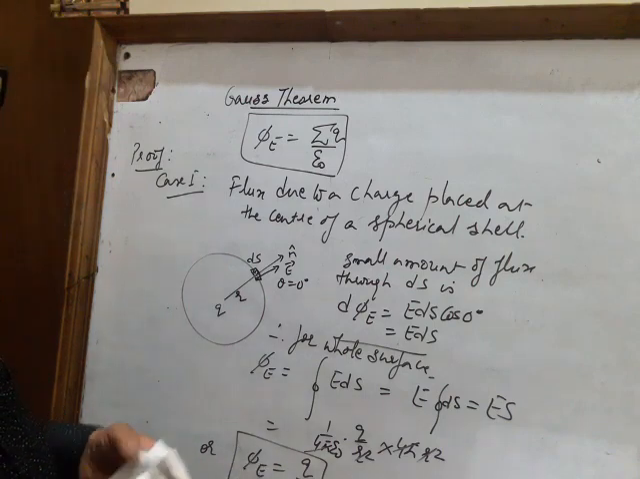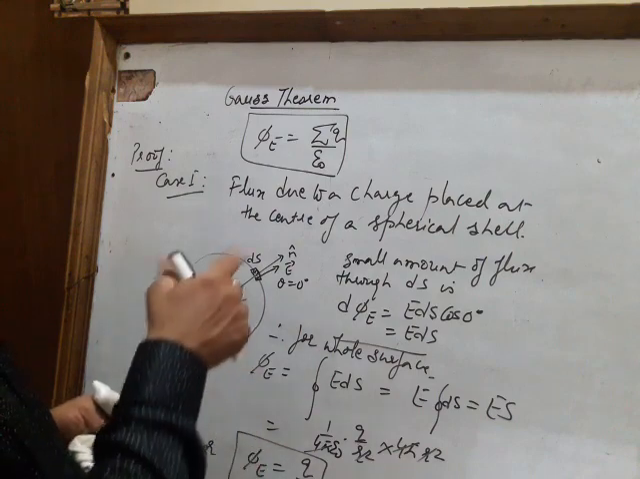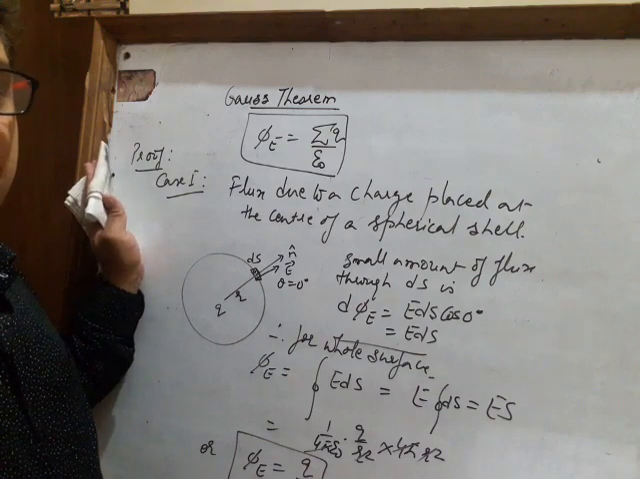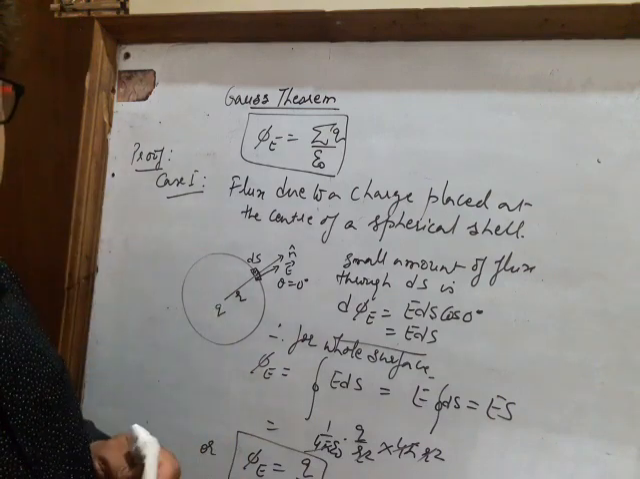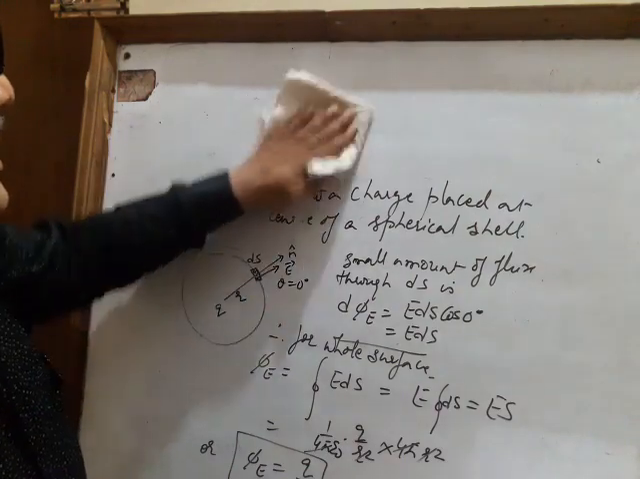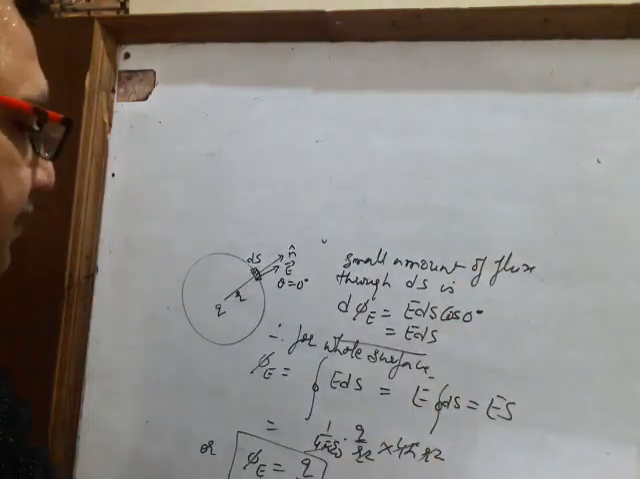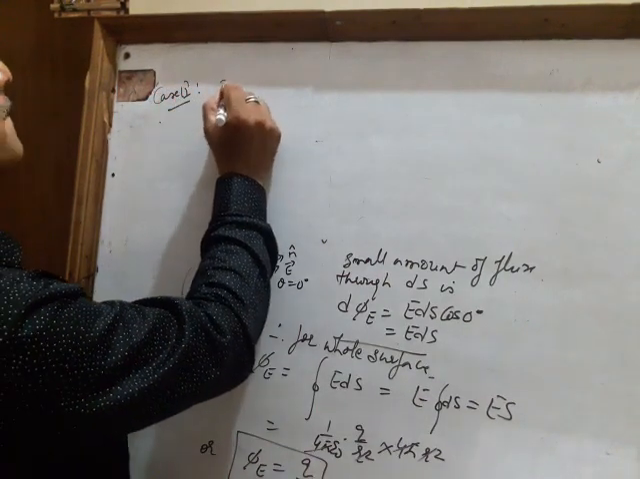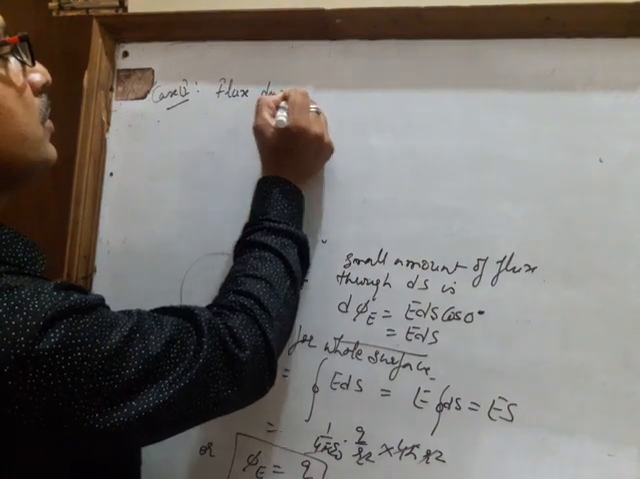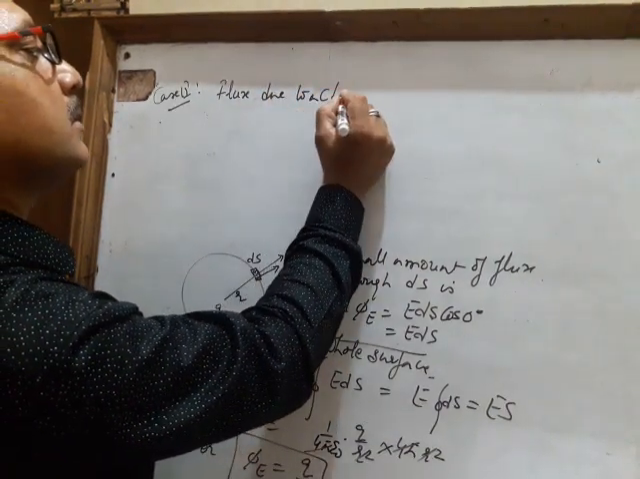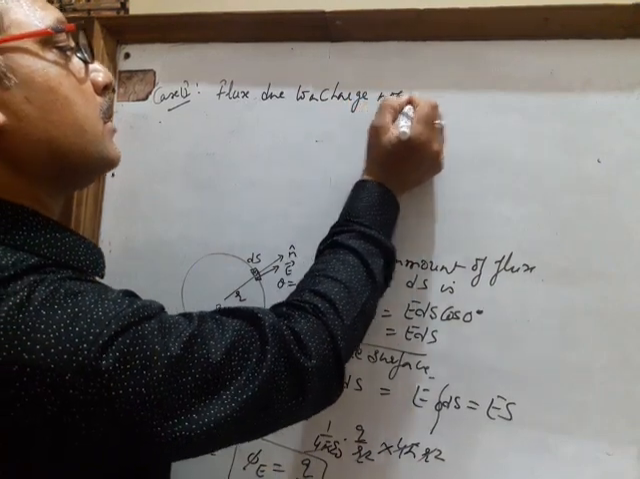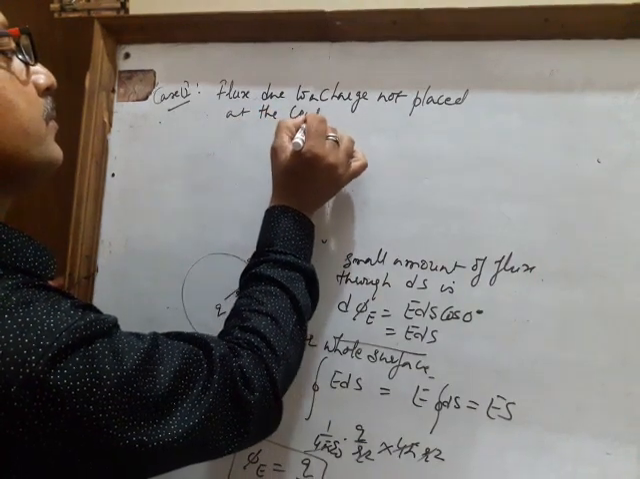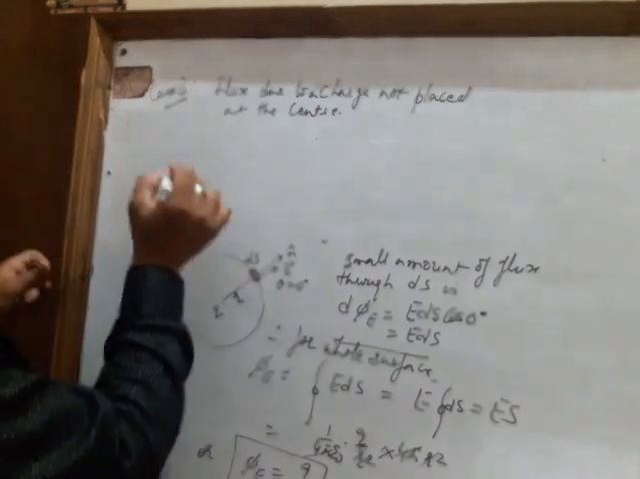Now I shall take the second case, which says flux due to the charge which is not placed at the center of the spherical shell. Students, I hope you have understood this, and I shall take the second case now. Case 2, flux due to a charge not placed at the center of the spherical shell. That is understood.